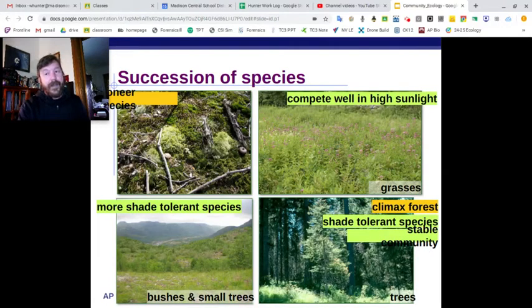So you start with pioneer species. The pioneer species are the lichens, the mosses, the bacteria. You only see pioneer species in primary succession. You don't need them in places where we have soil already. So you start with the pioneer species in primary, and then you go to grasses. Then the grasses start to grow high. You'll then start to see bushes and small trees, and then eventually you'll start to see the taller trees.